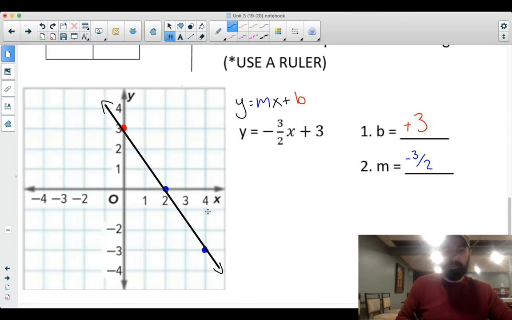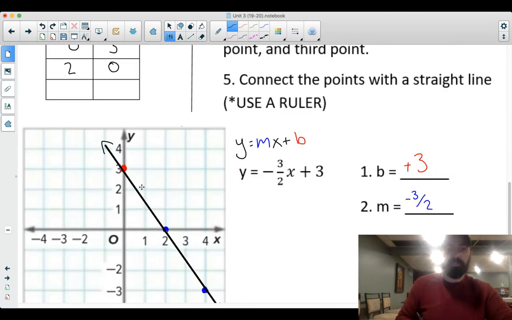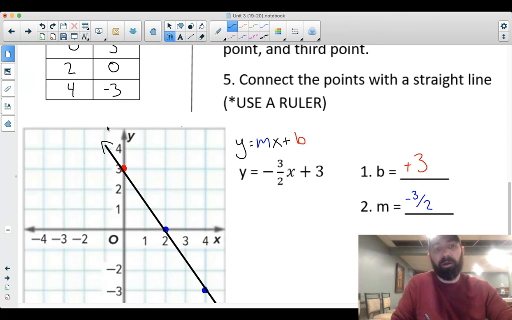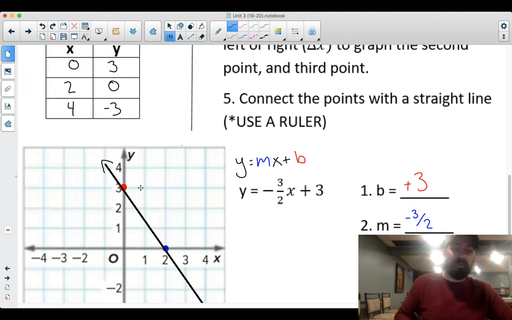And then last but not least, let's count my x's. 1, 2, 3, 4 to this point. So that means x is 4. And down 1, 2, 3. I went down 3. Now I have my table created from my graph.